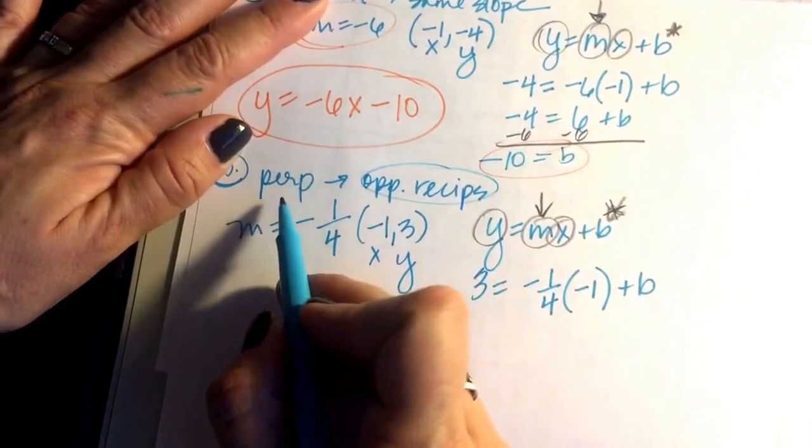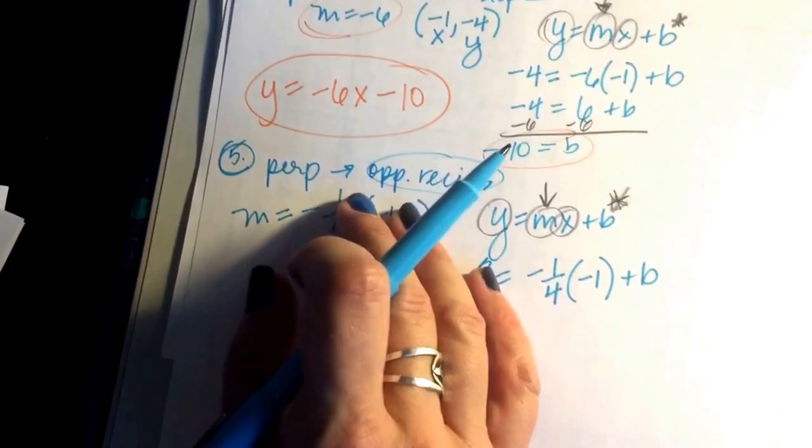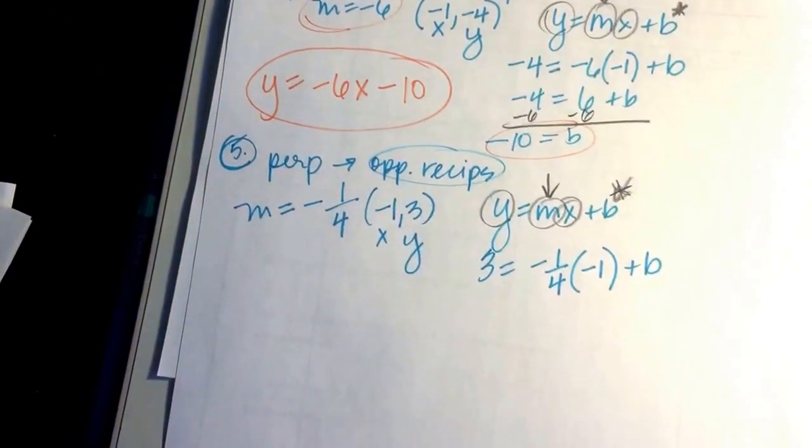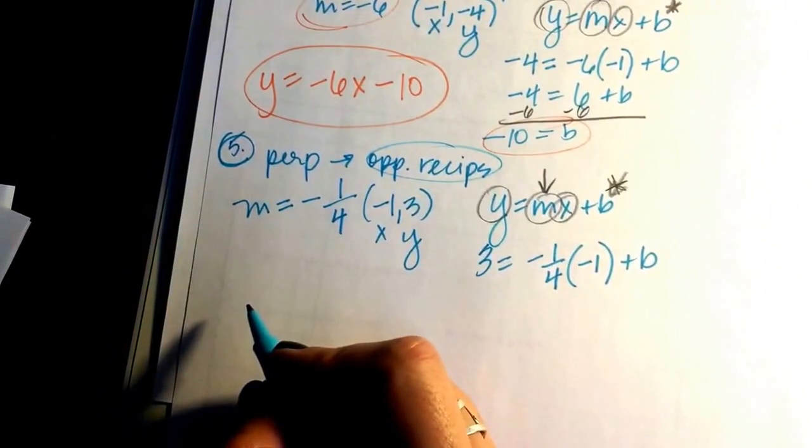Opposite reciprocal. Perpendicular lines have slopes that are opposite reciprocals. I believe this is section 3-4 notes. When I was looking for a couple things today, I was looking at the gray note packets, section 3-4.